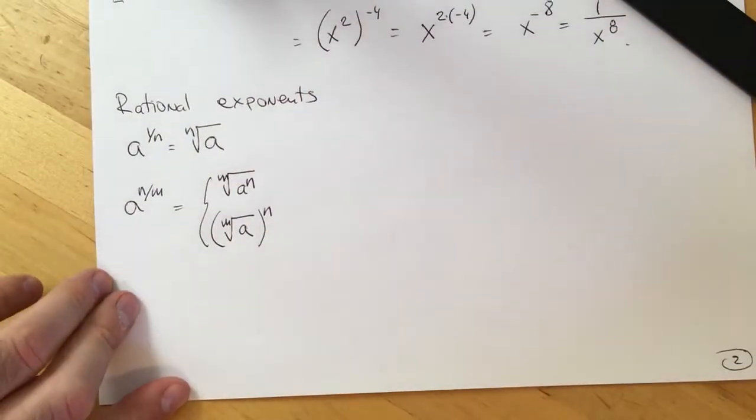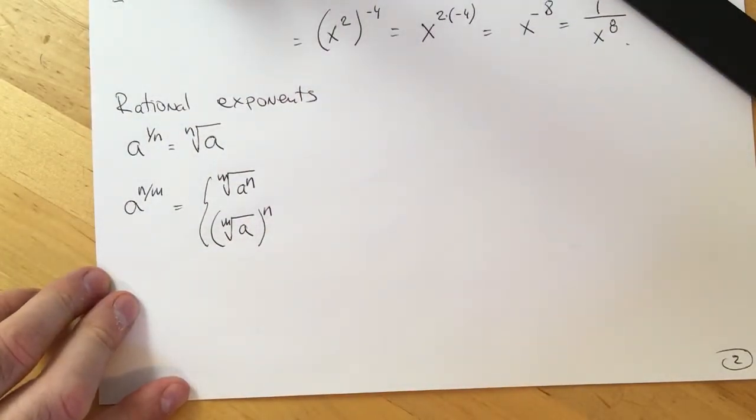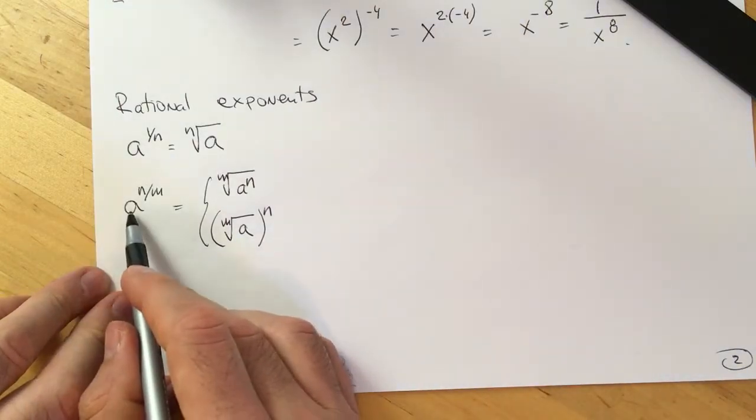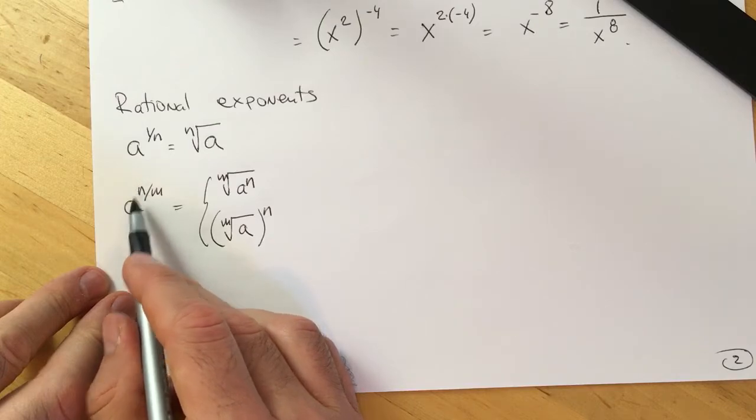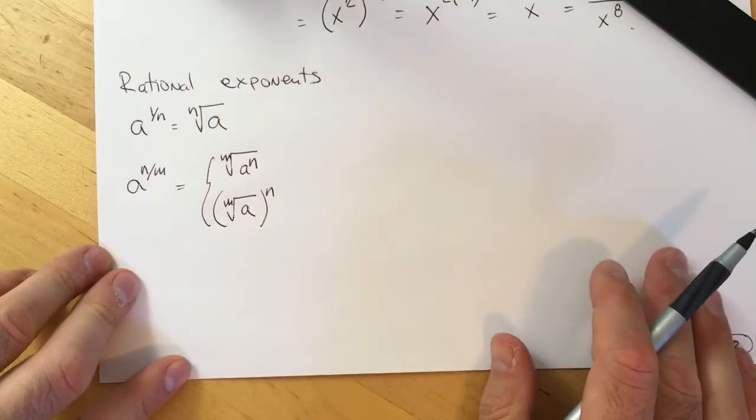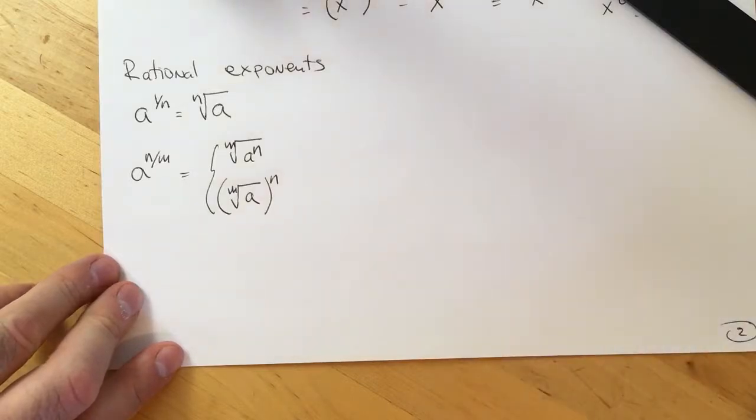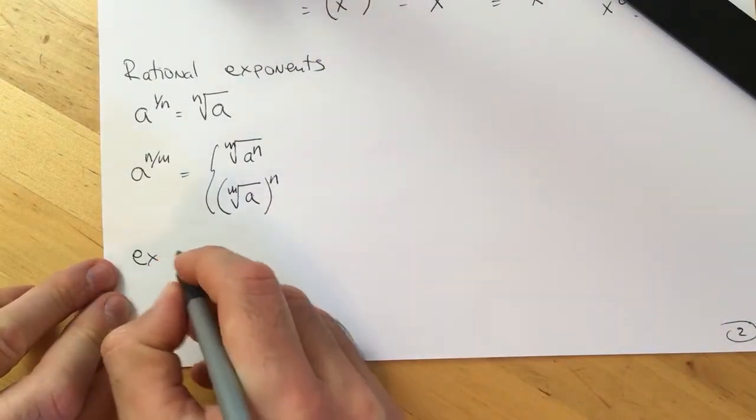So let's do a few examples here. When I say that a is non-negative, if a is 0, then that puts a restriction on n. If a is 0, then n cannot be 0, because as we said, 0 to the power of 0 is not defined.